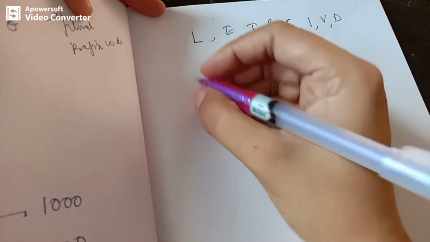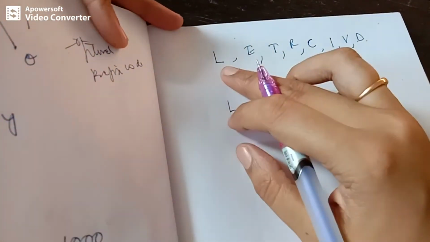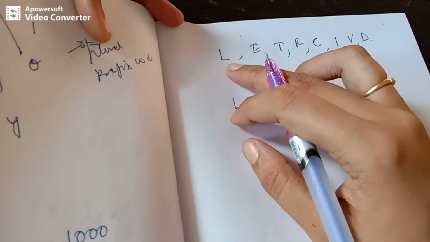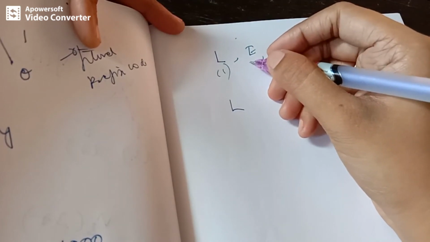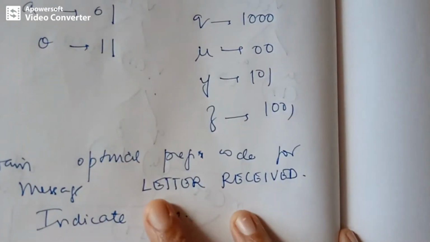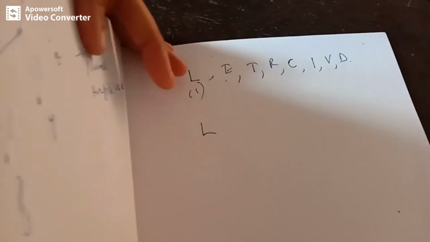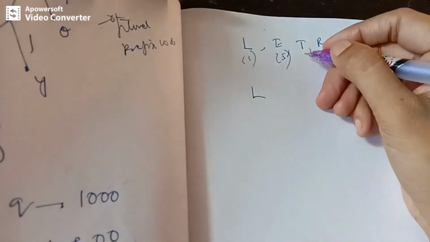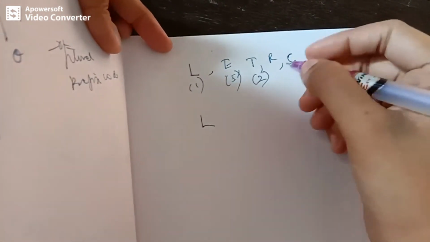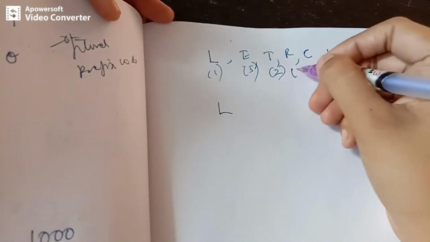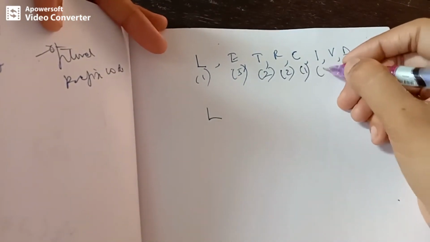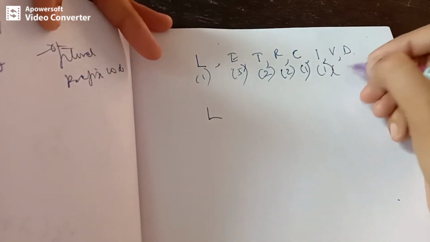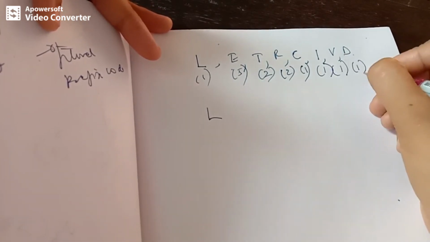Okay, let's arrange them. You can observe that L is repeated how many times in the given word letter received? Just once. E is repeated how many times? E is repeated 5 times, you can observe. So its frequency or its weight is 5. T is repeated twice, right? R is repeated again twice. C is repeated once. I is repeated once. V is repeated once and D is repeated once.